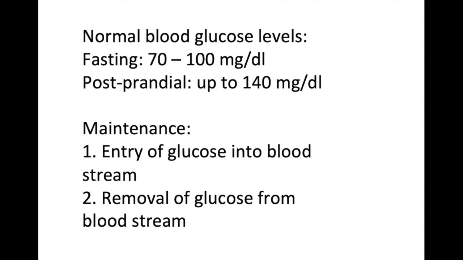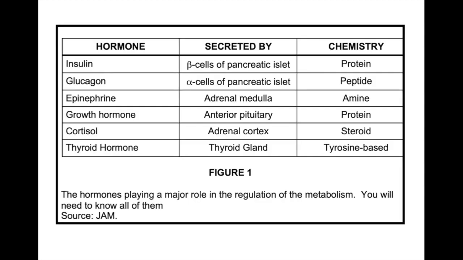Normal blood glucose levels are maintained around 70 to 100 in the fasting individual, and then after eating it can get up to 140 mg per deciliter. And generally there's two ways to modulate your blood glucose levels. You can put it into the system or you can take it out. And so the hormones just then guide which direction this goes in.